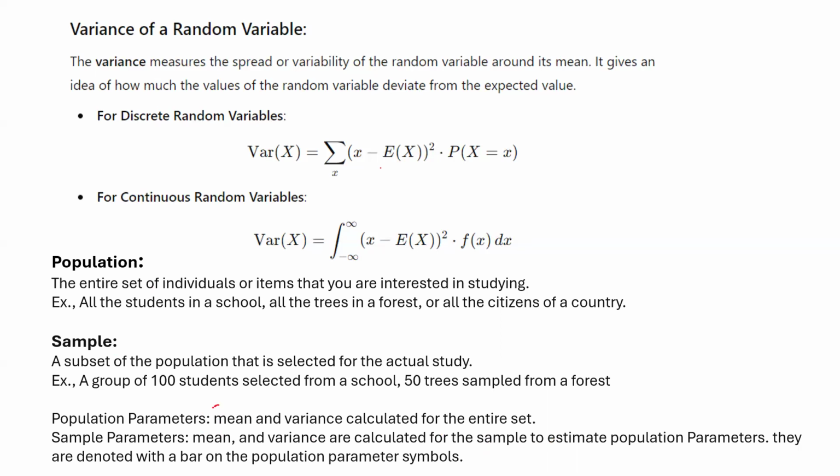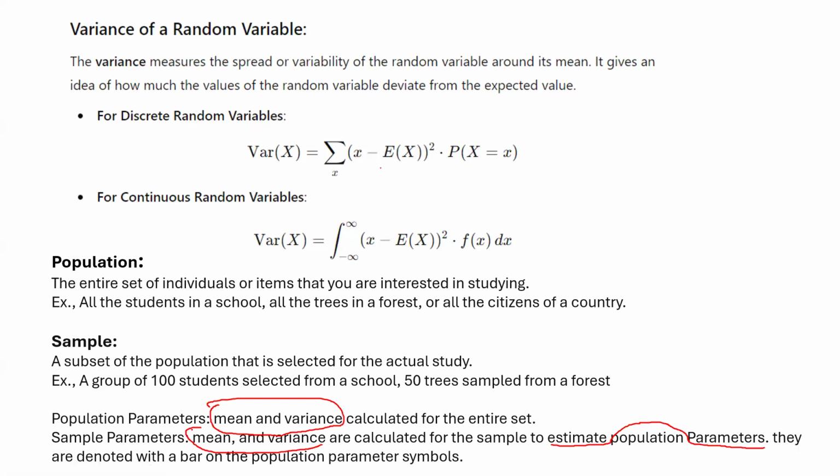We call the mean and variance calculated from the population as parameters. The mean and variance calculated from the sample are called estimated parameters. So we are estimating the population using the sample parameters. That's the reason we call them estimated parameters. We are not using the entire population to calculate these things. We are just using a subset of the population.